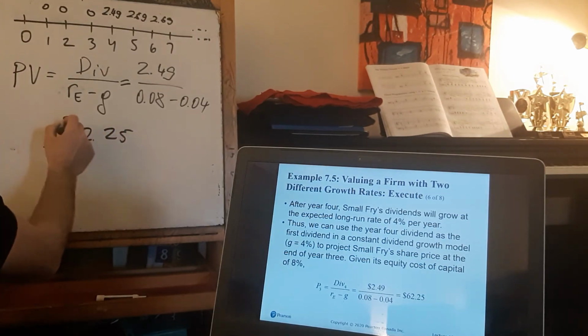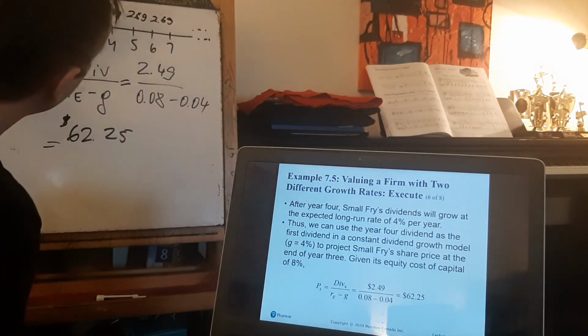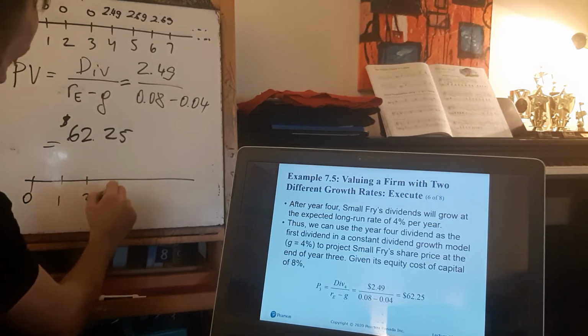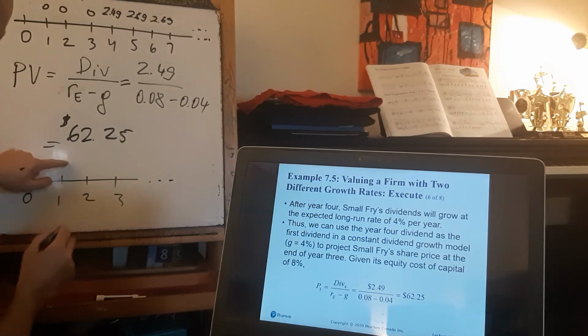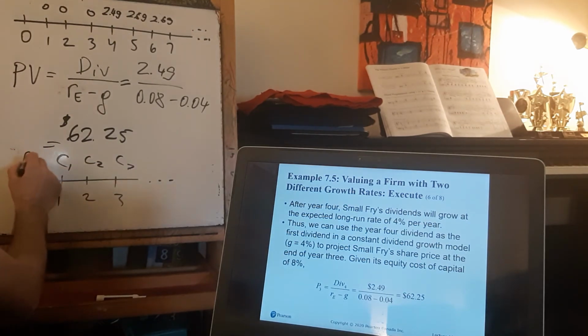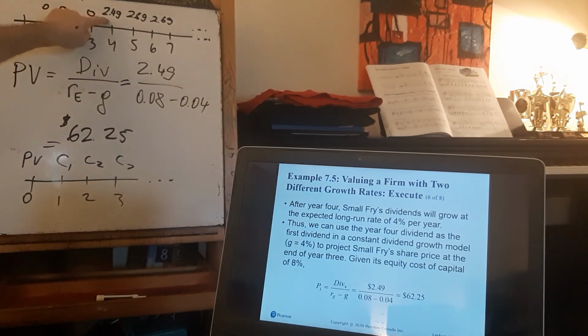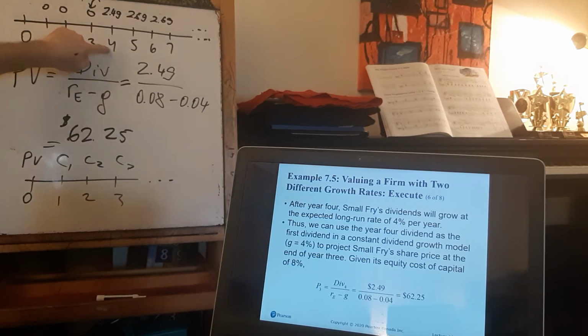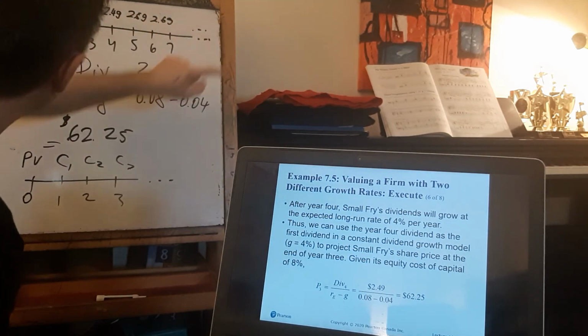Now, what is that? Where does that apply? 62.25. We calculated the present value of these cash flows that go forever like this. But remember, when we have an annuity, 0, 1, 2, 3, and so on, we have cash flow 1 here, cash flow 2, C1, C2, C3, and so on. When we calculate the present value, it applies here. Now see, our cash flows start at year 4, so the present value that we're going to get for all of these cash flows is going to apply to the year 1 period before where the cash flows start, which is year 3. So this 62.25 actually applies to this point here, to year 3. So it's as if you got a lump sum of 62.25 at this point, instead of this perpetuity.